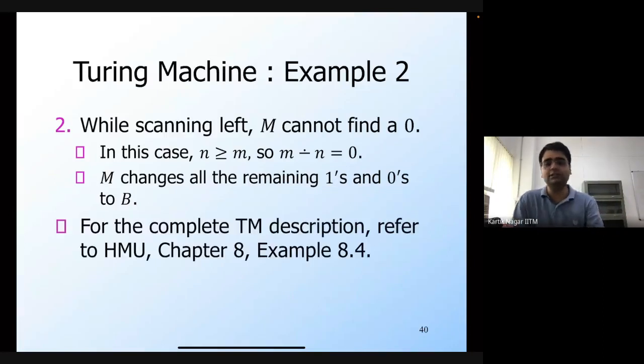So again, you can also describe this Turing machine completely in the form of the states and the moves. I won't do that here, so it's there in the textbook. You can refer to the complete description there. So, any questions regarding these examples?